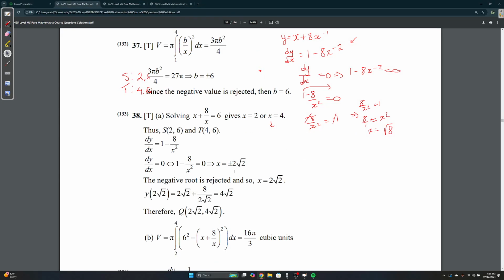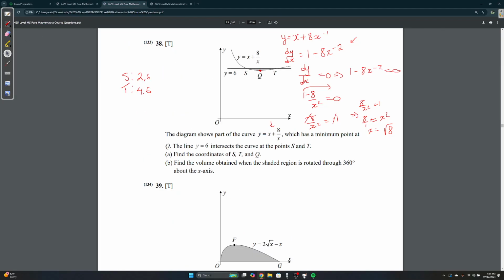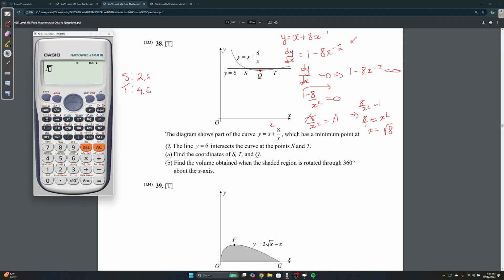I need to check if this is correct. Root 8, by the way, is 2 radical 2. So x is equal to 2 root 2. So the point for q, it has to be plus minus, I'm pretty sure. Plus minus, but since we're going at the positive side, the negative value will be rejected, so we're only going to consider 2 root 2, right?